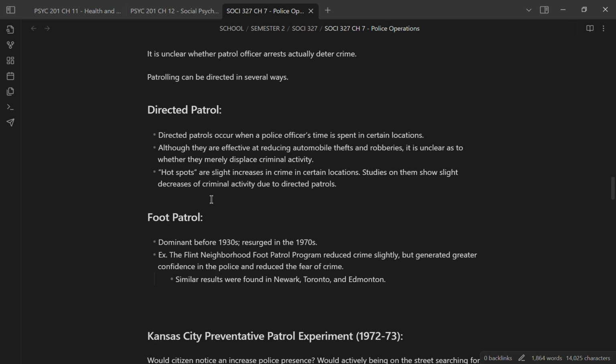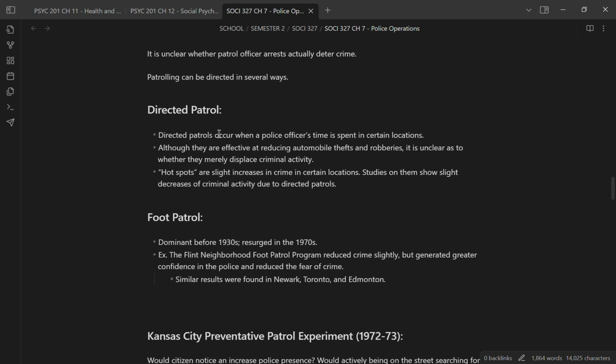So, directed patrol, here we're looking at, so it's not literally directed, as in like we're kind of assigning it to a role. Directed patrolling is about the ways that police can be directed. It's simply directing them to different areas of a city, right? Directed patrols occur when a police officer's time is spent in certain locations. This is helpful for reducing car theft and stuff.